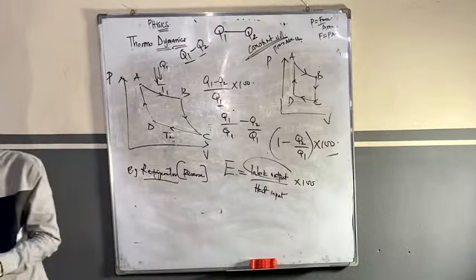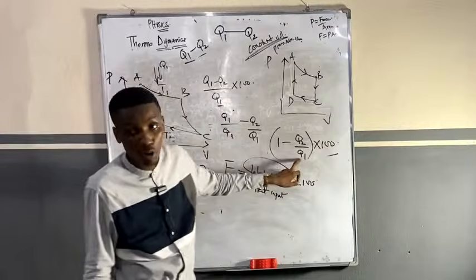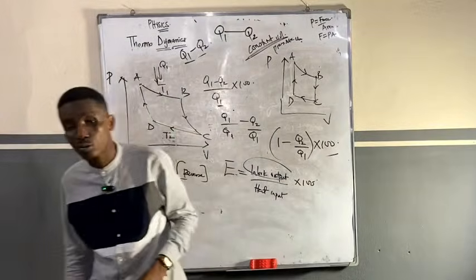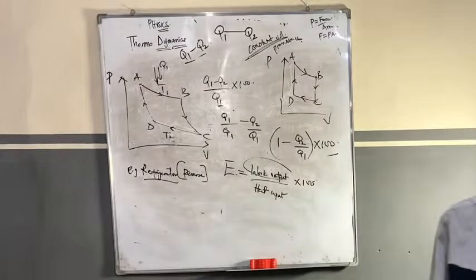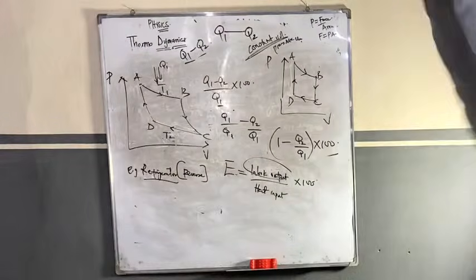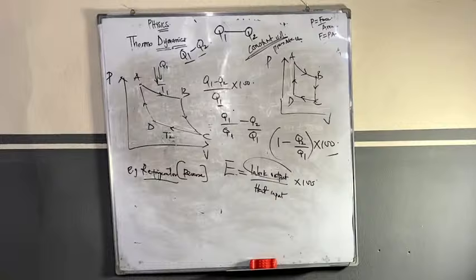So this is what we do. Q1 is the heat of the hotter body, the one supplying the heat. Q2 is the heat of the other body you supply heat to.